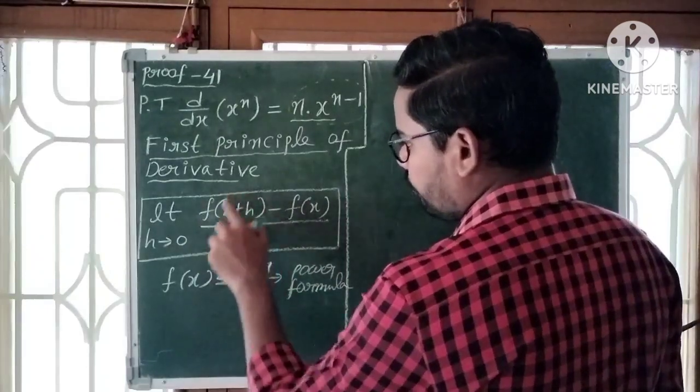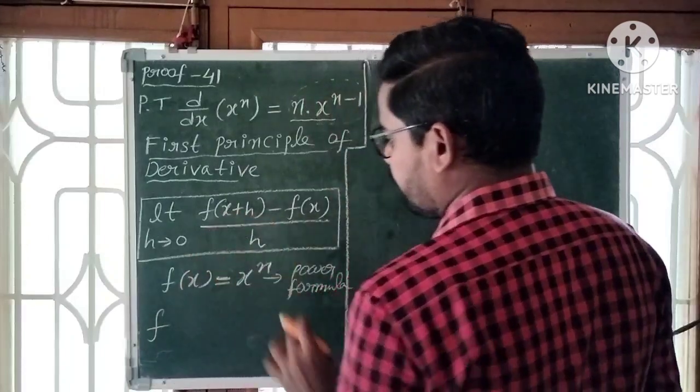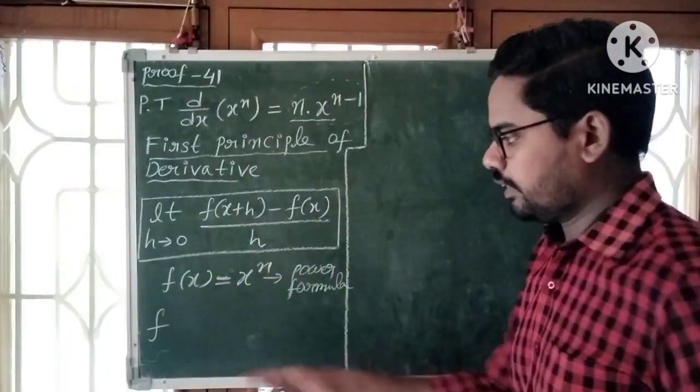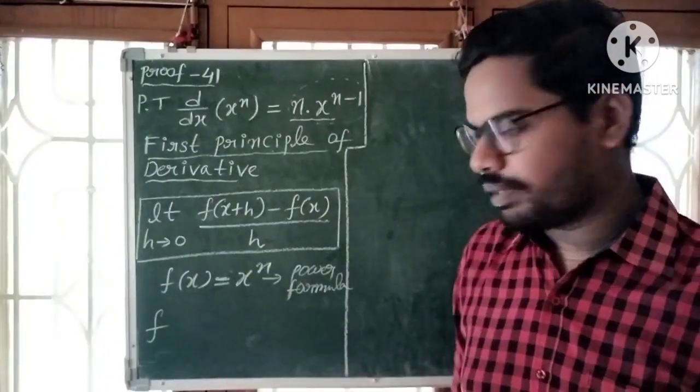What about f of x plus h? So how do we get f of x plus h? We have f of x. Simply replace x by x plus h.